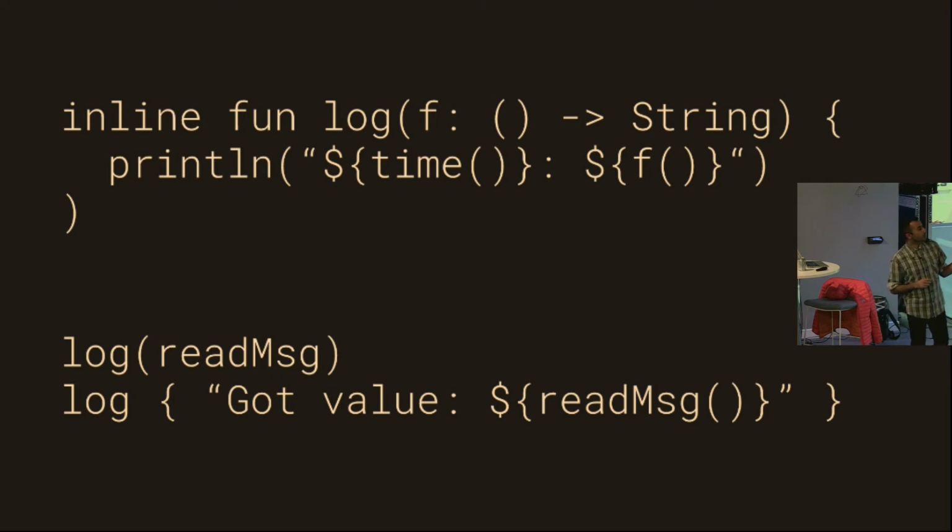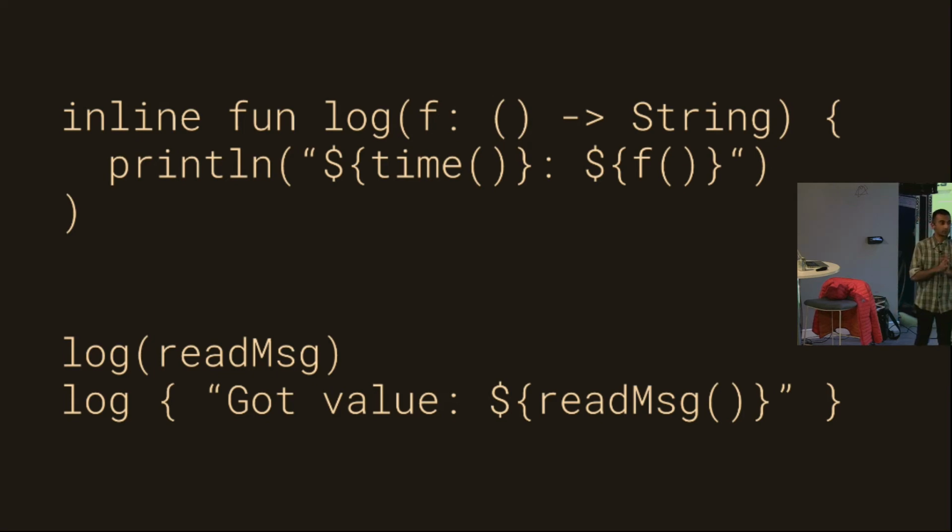And notice when we call them, so imagine we have a function called readMessage. readMessage is just a method that we can call that will give us back a string. So it fits the shape of this function f, so we can just pass it straight in. Or we have this really neat syntax for passing functions.